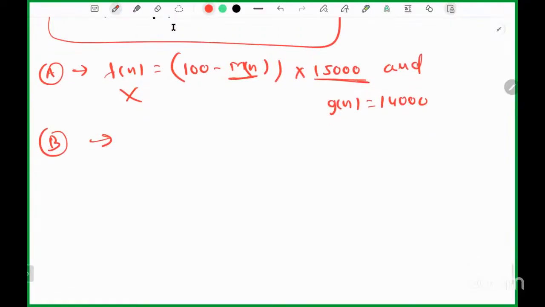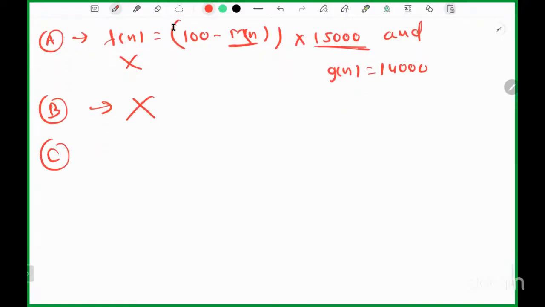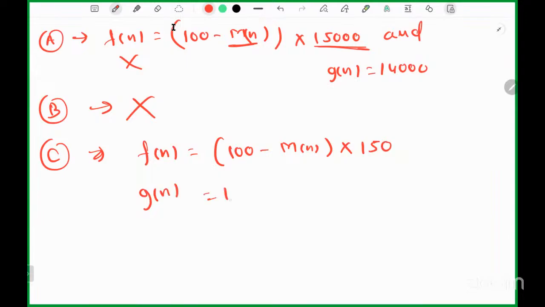B just replaces it by 500, and g of n is also there. B is also not correct. You can easily see. Let's go to option number C. C is correct, right? Because in C, f of n is given to be 100 minus mn multiplied by 150 and g of n is given to be 14,000.